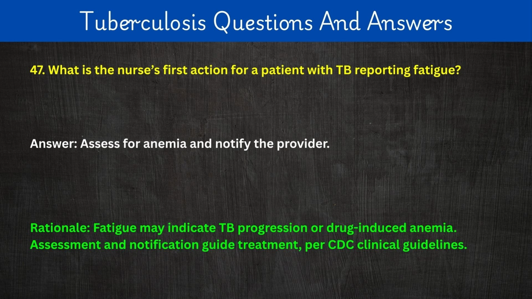47. What is the nurse's first action for a patient with TB reporting fatigue? Answer: assess for anemia and notify the provider. Rationale: fatigue may indicate TB progression or drug-induced anemia. Assessment and notification guide treatment, per CDC clinical guidelines.